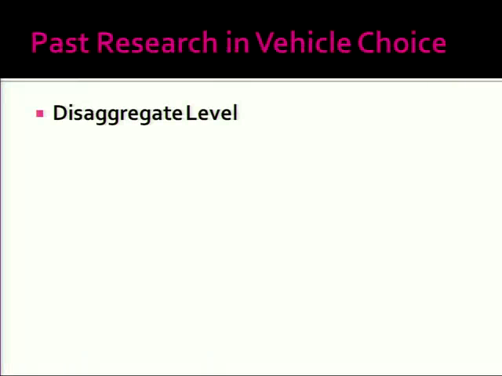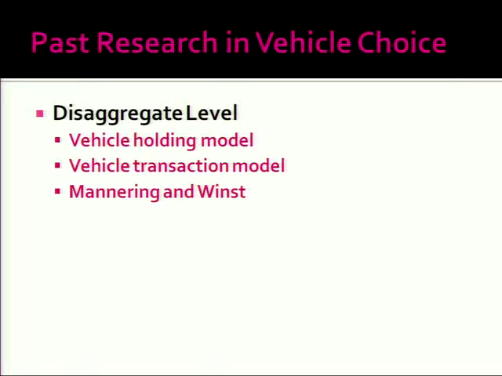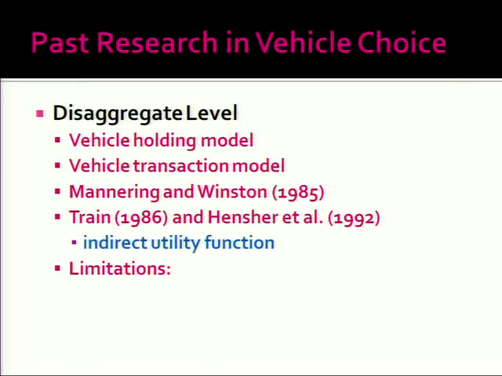In vehicle choice, there's a lot of work done on the disaggregate level. So let me show all of this. There are some models that look at vehicle holding, so basically taking a picture of the current population, looking at the types of vehicles people hold, and then using econometrics, regressions, to figure out how people's demographics or characteristics are related to what type of vehicle they have.